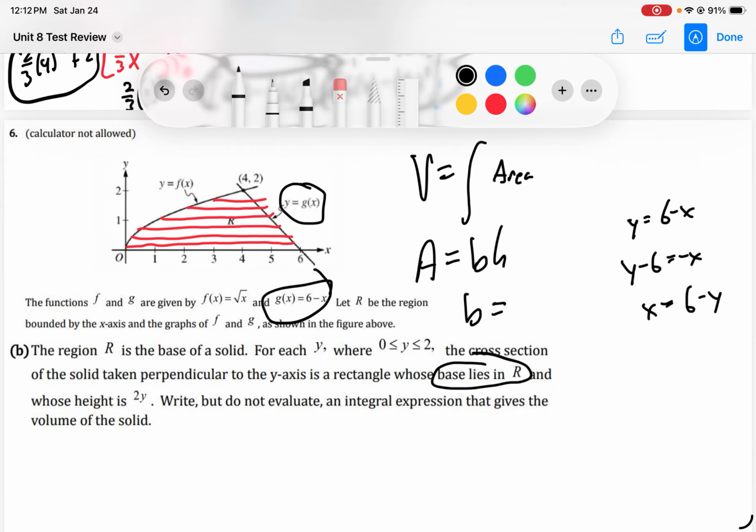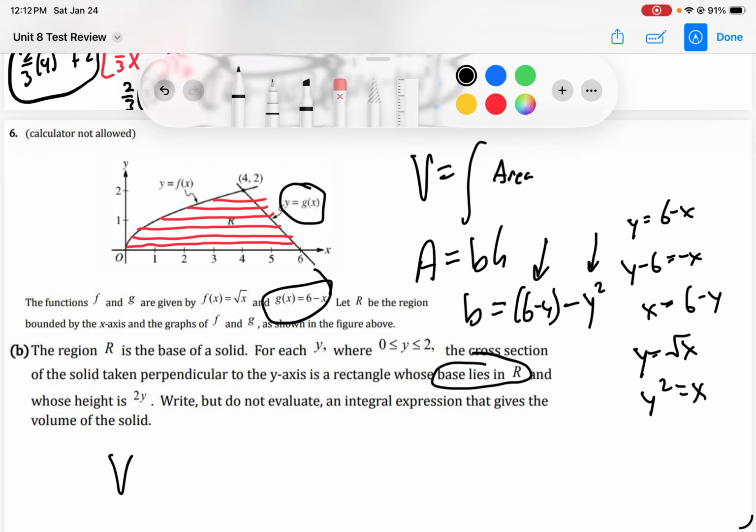And so the base is 6 minus y, minus the other function. For f, y is equal to the square root of x. Square both sides, y squared is equal to x. So to find the base, the length of each red line segment, I do the right function, g in terms of y, minus the left function, f in terms of y.